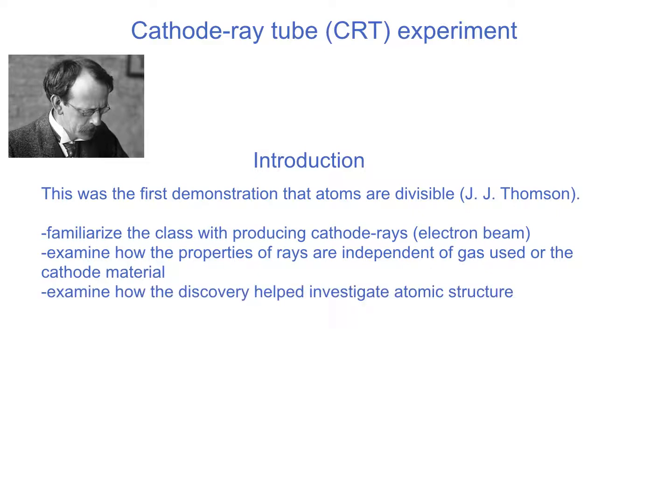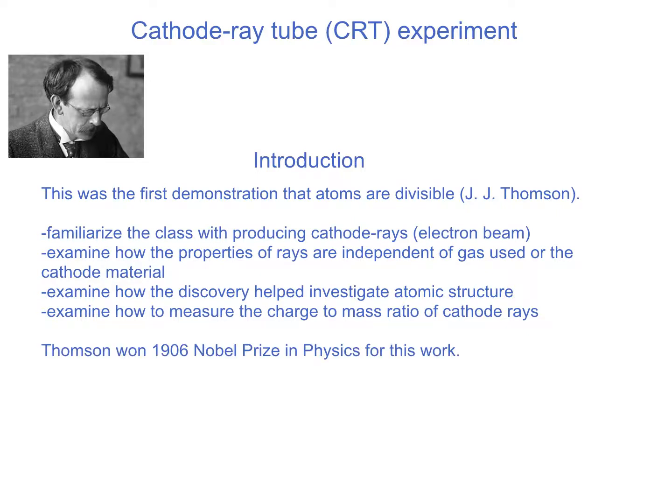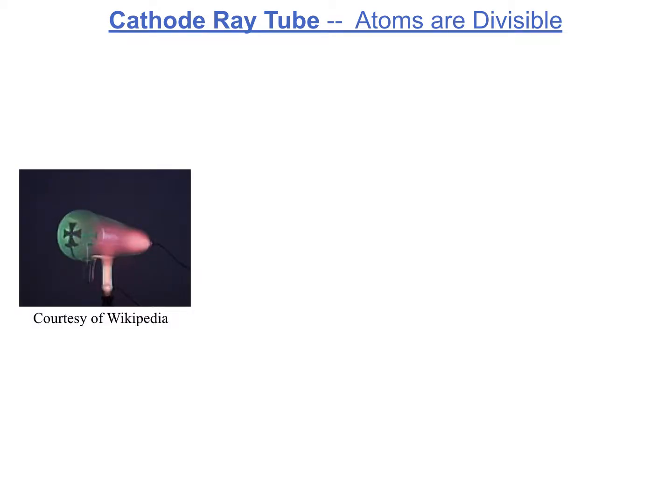We will also examine how this discovery helped in understanding atomic structure in much greater detail, and we will design an experiment to measure the charge to mass ratio of cathode ray particles. As mentioned, Thomson was awarded the Nobel Prize in 1906 for this discovery. And here is a very simple apparatus shown from Wikipedia, a cathode ray tube.